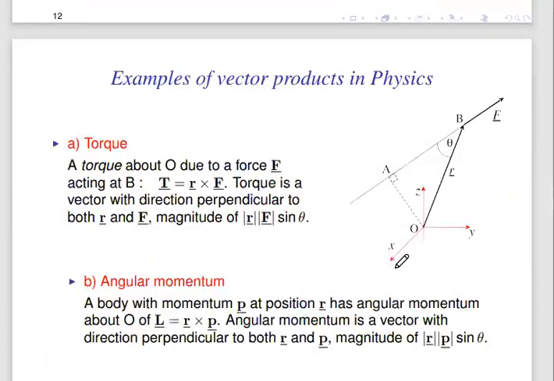So this is one application: torque. If you want to find the torque around the origin, which is r cross F, position vector cross force, you have to use the cross product of the position and the force acting on it.